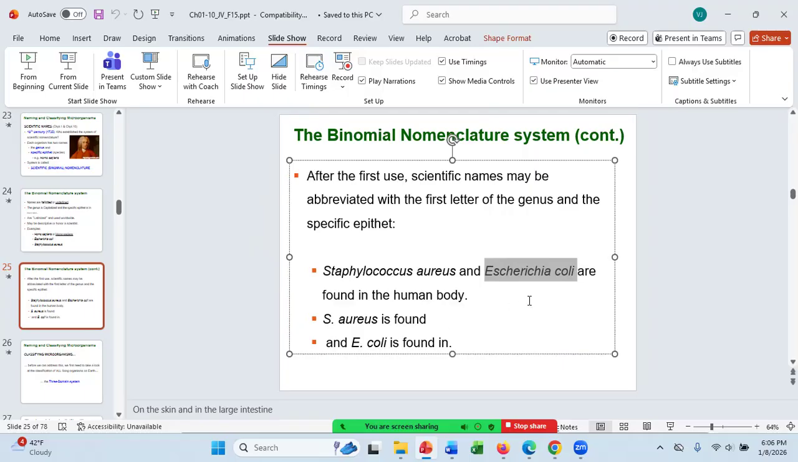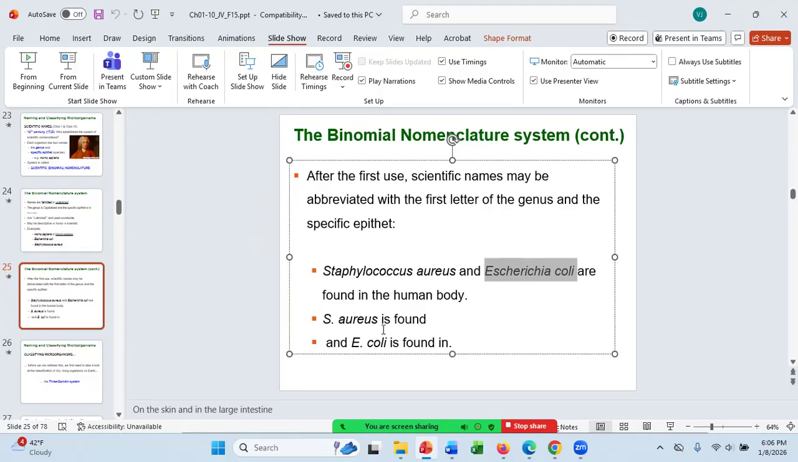However, E. coli is so well known that even among scientists, oftentimes it's just called E. coli the first time it's used. So E. coli is sort of an exception, even among scientists, and strictly speaking, by the rules, it should be Escherichia coli the first time. Both Staphylococcus aureus and E. coli are found in the human body.